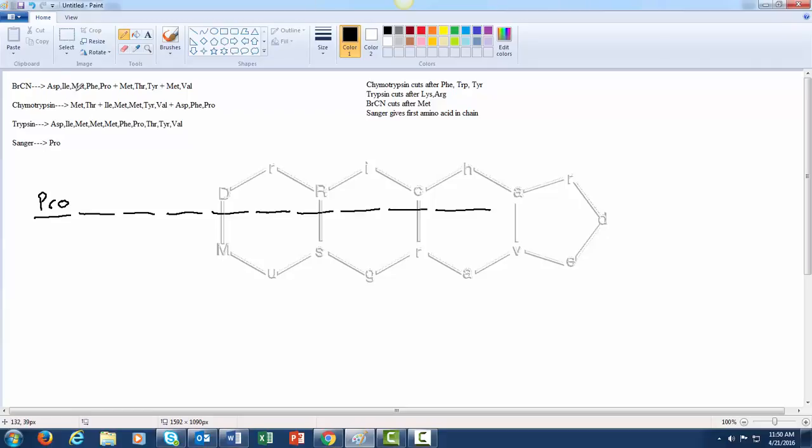I look at BRCN and I notice that all three of these fragments contain MET. That doesn't give me the information I need to figure out which of these fragments goes at the end, because if one of them did not contain MET, then I would know it was at the end, but as it stands I'm not sure which one is at the end.